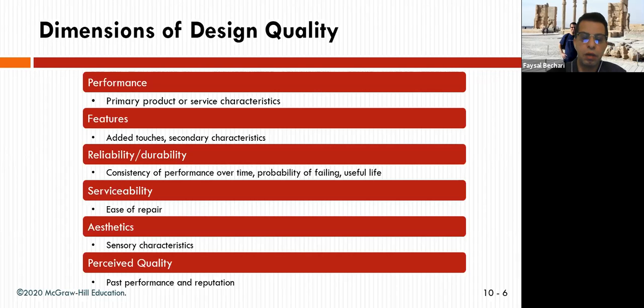The probability or chance of failing, how long this product can be sustained when they're selling it and people are using it, whether it breaks very quickly or does not break quickly. Then serviceability: after you sell this product, how easily can it be repaired? Some stuff you don't buy because it's hard to repair.